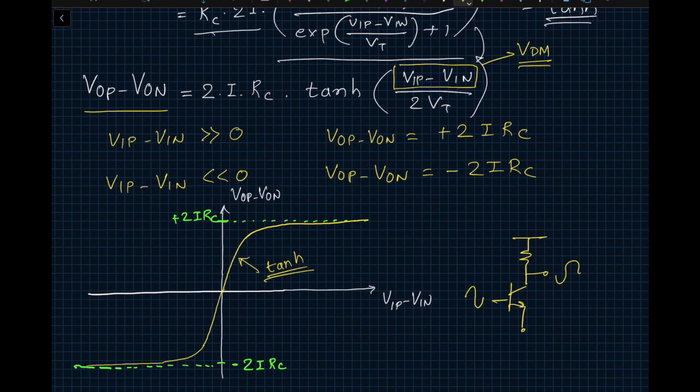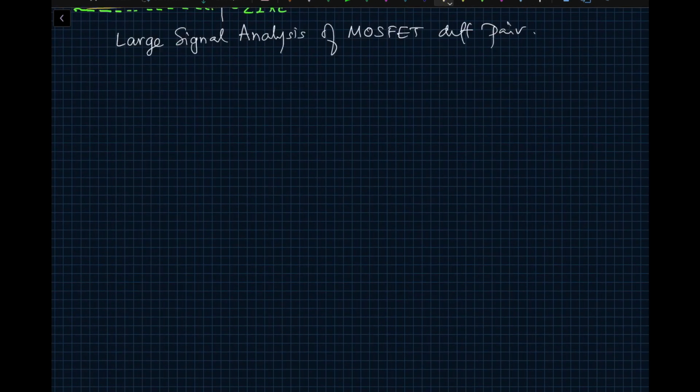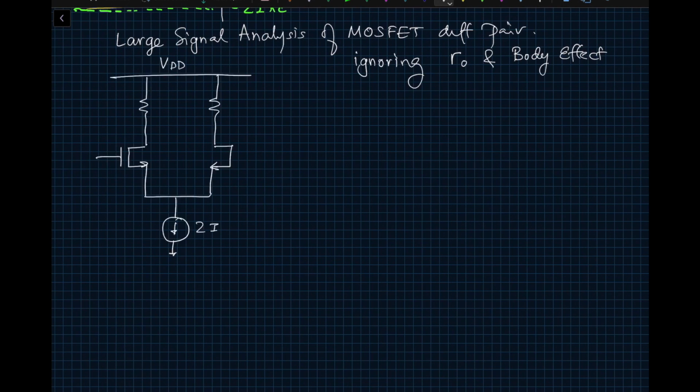We will do a similar analysis for a MOSFET diff pair. So far we had not talked about the MOSFET diff pair, so let's walk through that. Here also we have a couple of approximations. We will be ignoring Rout and body effect. Let's draw the circuit first. In this particular case, we have VDD. The reason I chose to use the current 2I is that when the two inputs are equal, the current I will flow through each side, and that makes all our analysis equations a little bit easier to deal with.